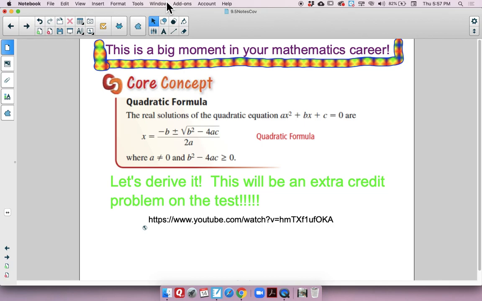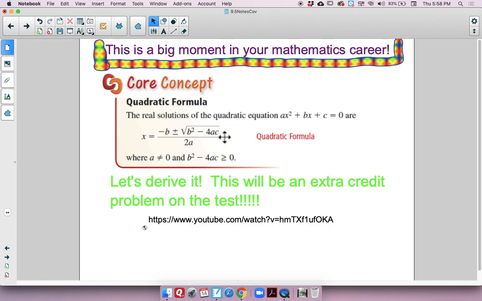Notice a can never be 0. Think of it here. If a was 0, would it be a quadratic equation? No, it would be a linear equation. And also, if you look at the formula, if a was 0, we'd have a denominator of 0, and we know we can't do that with division.